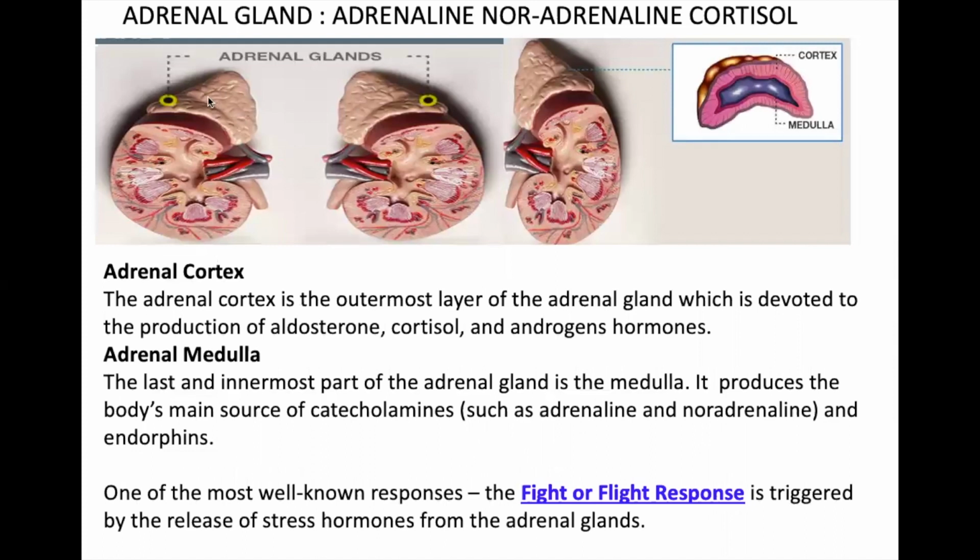This is an adrenal gland found above the kidney. These are both the kidneys. Right? If we see a section of it, the outer part is called the cortex, and the middle part is called the medulla. The cortex releases hormones such as aldosterone, cortisol, and androgen, and the medulla releases adrenaline and noradrenaline. Adrenaline and noradrenaline are called fight or flight or stress hormones.